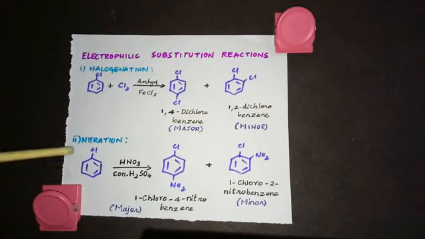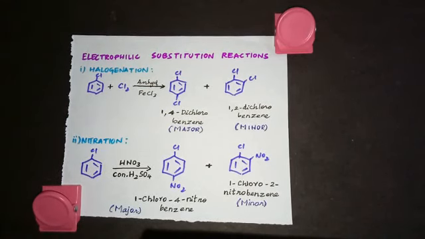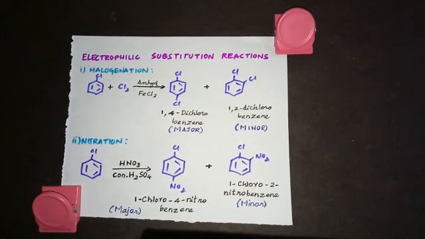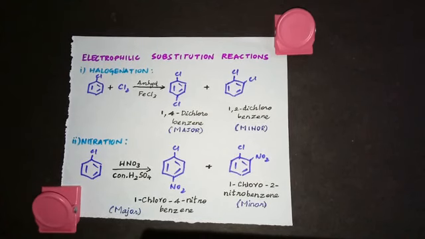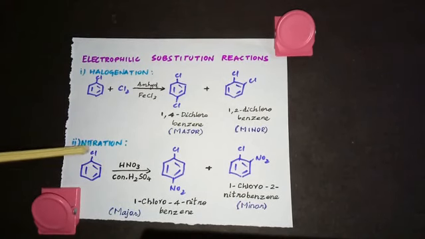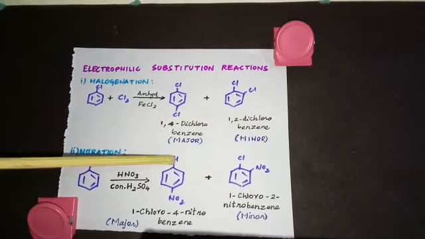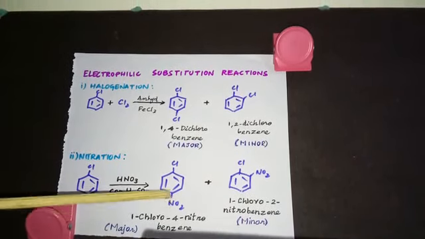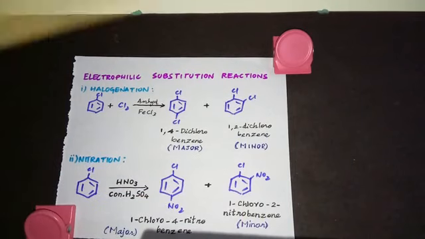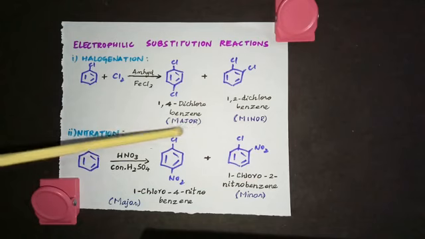Look at the next example, nitration. For nitration, you are taking a mixture of nitric acid and concentrated sulfuric acid, and here the electrophile is NO2+. So I told you this Cl will direct the NO2+ to the ortho and para position. Now look here, the Cl is as such, you're getting nitro at the para position and here nitro at the ortho position.